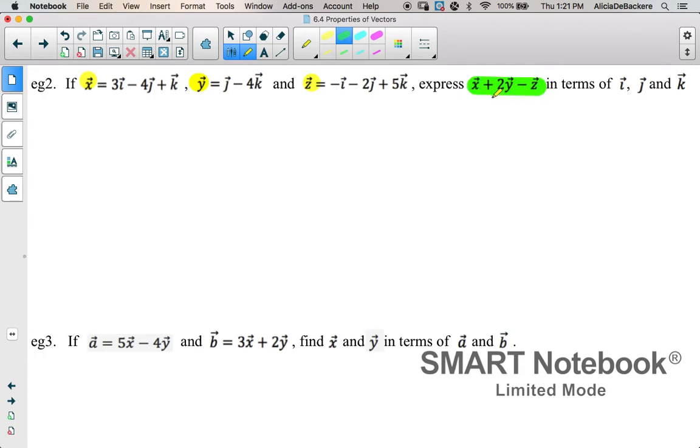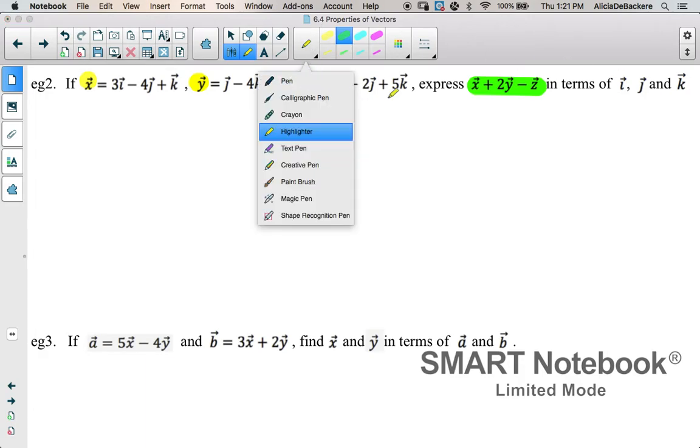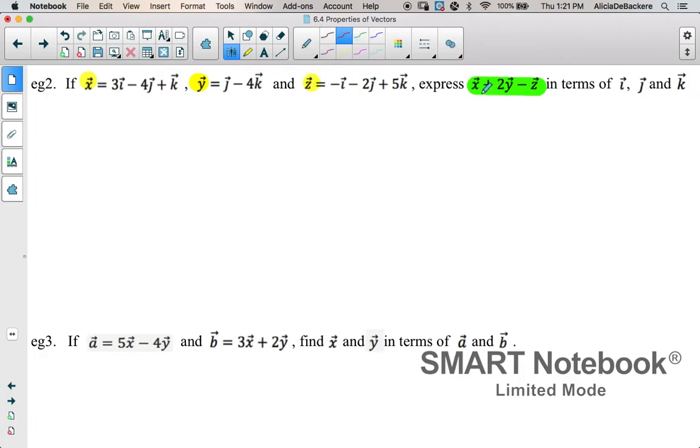This is just one vector if I were to draw it out and connect it and then draw in the resultant, right? So I want to figure out what this vector is, but in terms of I's, J's, and K's. So what we're going to do is start with this expression here that we're trying to simplify. And I'm just going to substitute in for each one of these original vectors x, y, and z what they are in terms of I, j, and k, and then we'll try to simplify.